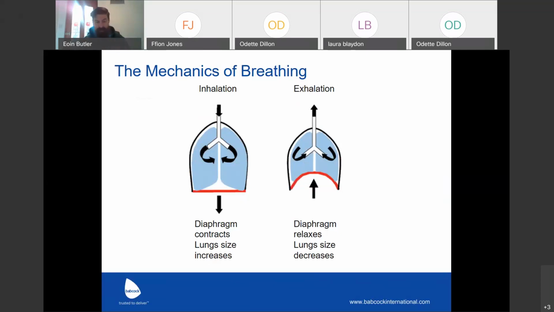To breathe out, then, the diaphragm will relax, so it'll go back to its dome shape, reducing the space. The internal intercostals will pull the rib cage down and in, so reducing all that space, squashing the lungs and pushing air back out to the nose and mouth. Does that make sense?